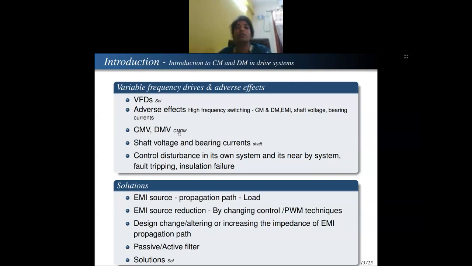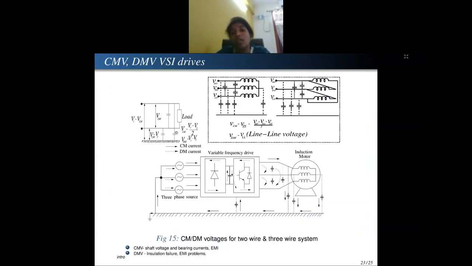So the first adverse effect, the common mode and differential mode, is part of the conducted electromagnetic interference. The conducted electromagnetic interference is defined as the common mode and differential mode. Take two wires. This is the two-wire system, and here I have shown a three-wire system. If you take two wires, it is easy to understand. There is a load connected between the two wires. If there has to be a current between the wires, who will be the source for it? The voltage difference between these two wires, that is V1 minus V2.